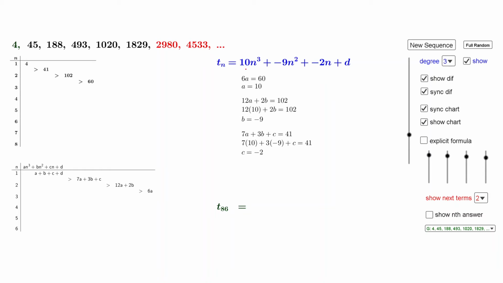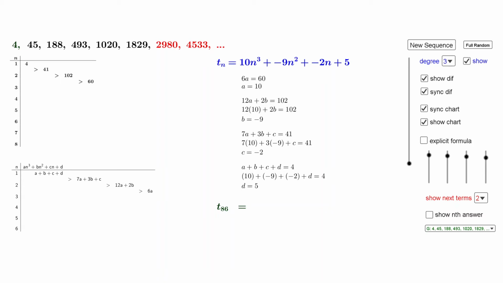And you'll see up here I've got 10n cubed, I've got my negative 9n squared, I've got my minus 2n. All that's left for me to find is d. It's a plus b plus c plus d. You plug in 10, negative 9, negative 2, make it equal to 4 with the plus d on the left side, and you're going to come up with d equals 5. And you've got yourself a formula.